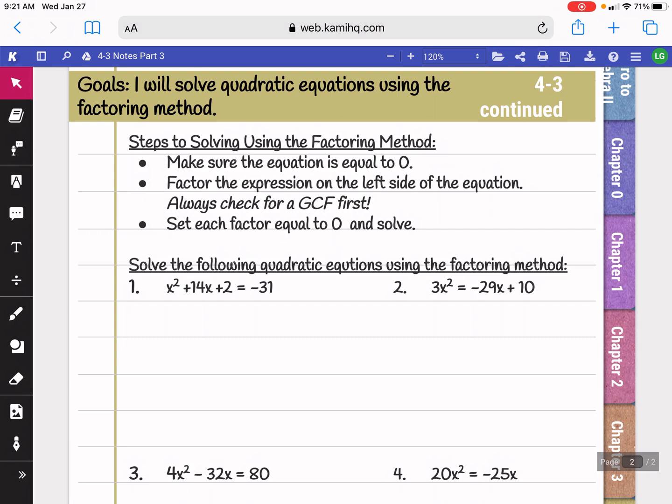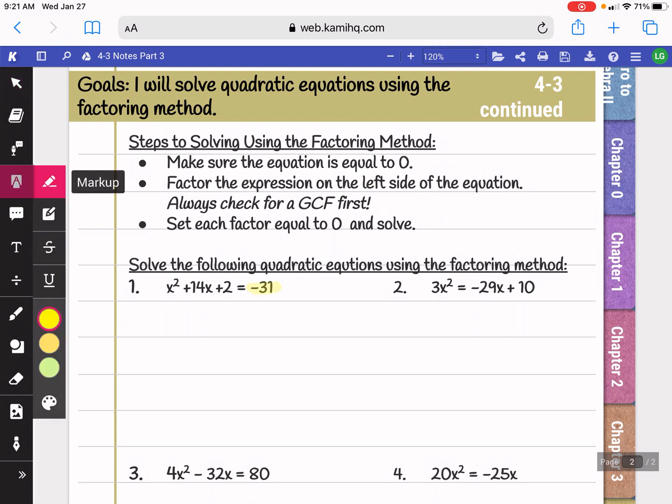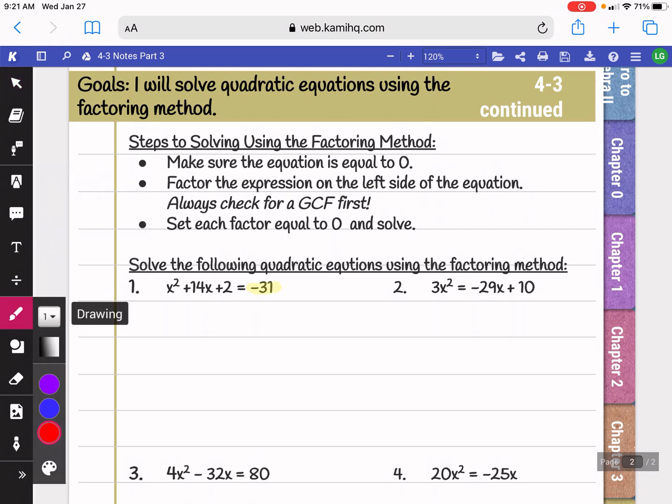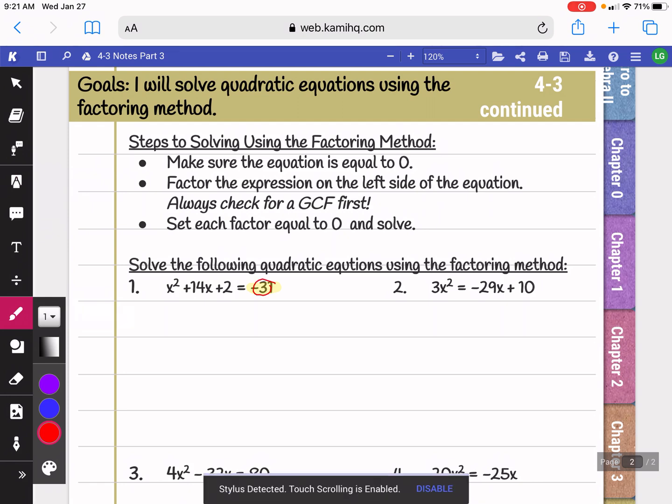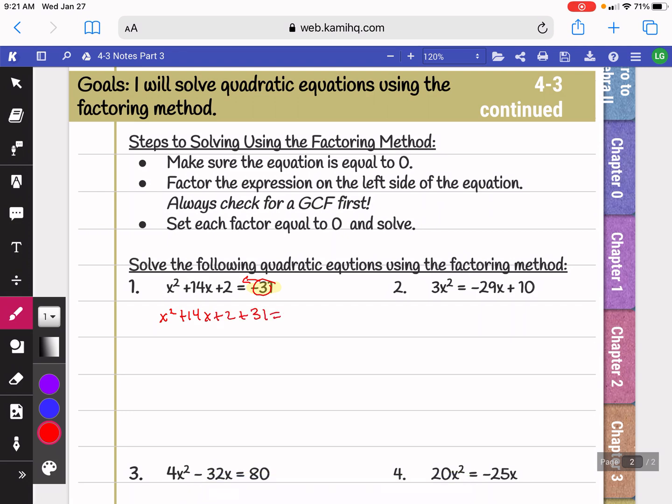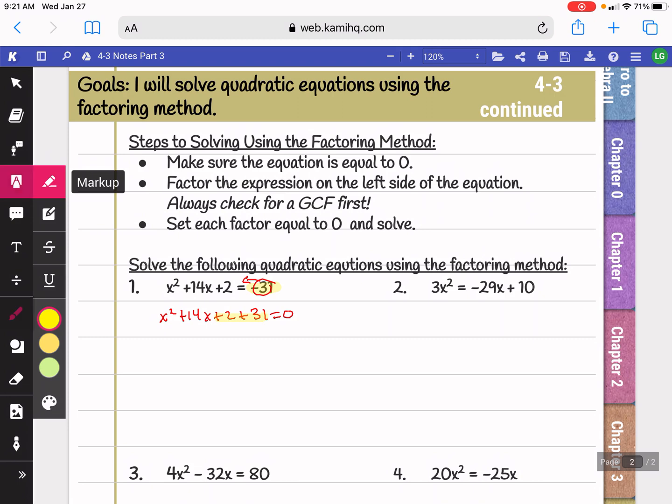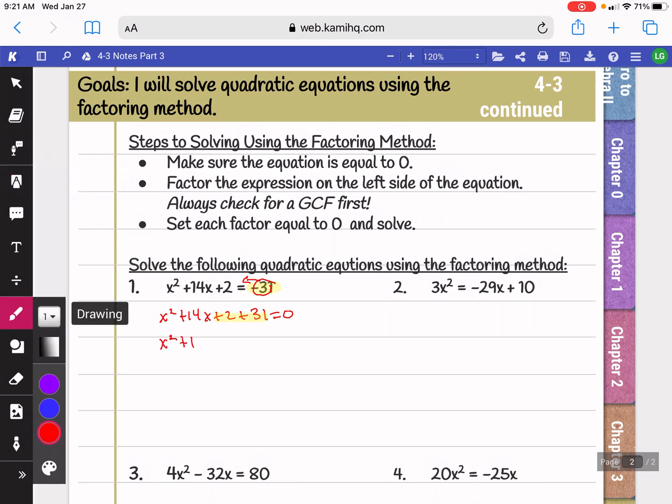So here we look at number 1. Right away, I notice this one's not equal to 0. So I need to move that negative 31 to the other side. And when I move it, it changes to plus 31. Here I'm going to combine like terms, so I can actually combine the 2 and the 31 together. Now that I have my equation equal to 0, I can factor it.